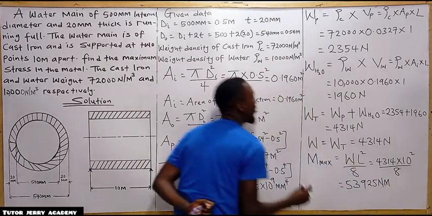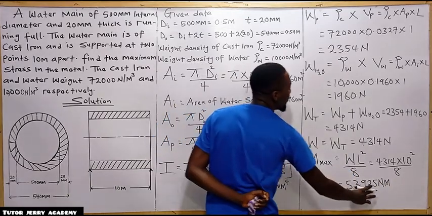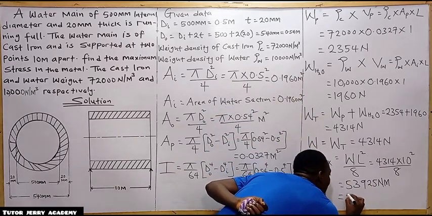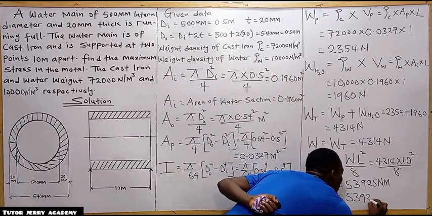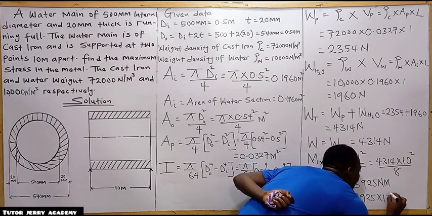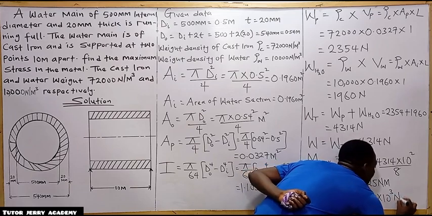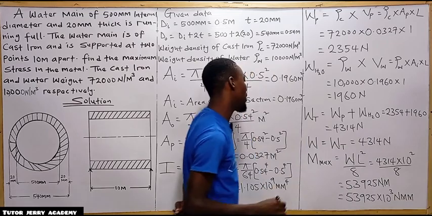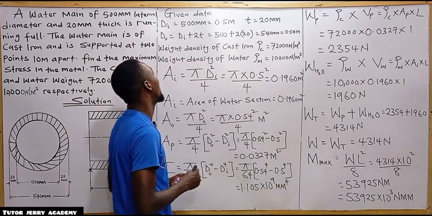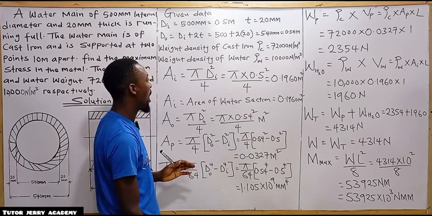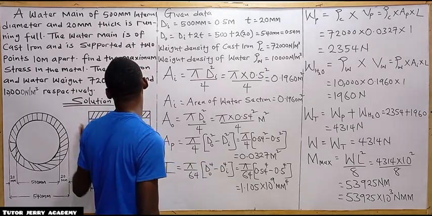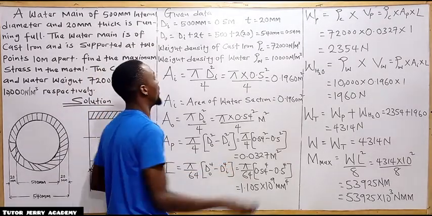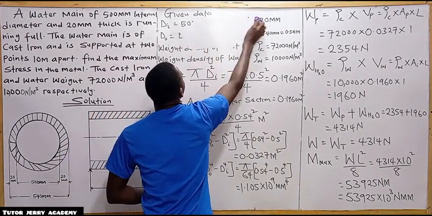All right, so now if we want to take it to Newton millimeter, we are going to multiply by 1,000. So we can write this as 53,925 times 10 to the power of 3 Newton mm. So this is going to be the maximum bending moment. All right, so the next thing is to calculate the maximum stress which we are asked to calculate.